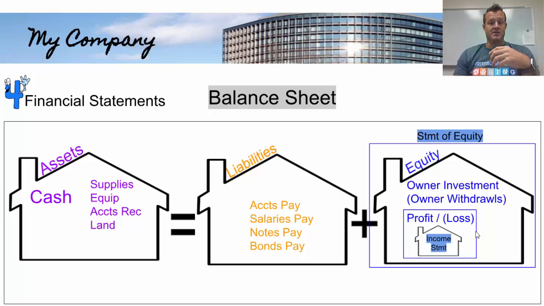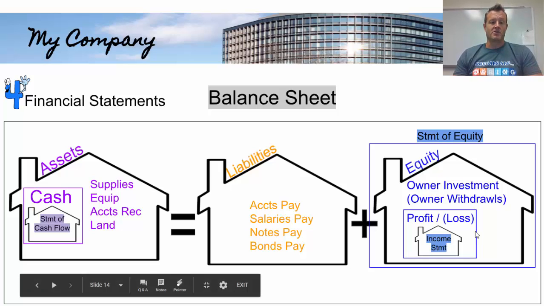So our balance sheet is a snapshot and a picture as of the last day of the accounting period, whereas our income statement and our statement of equity is a summary of the entire period. That balance sheet is a one-time picture on the very last day. What do we look like at this given moment in time?